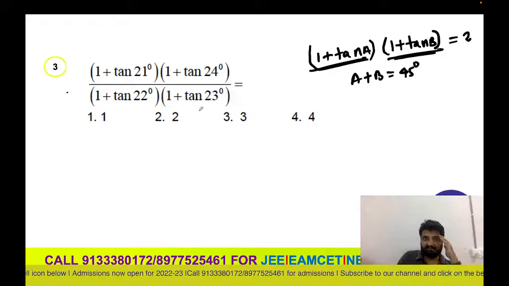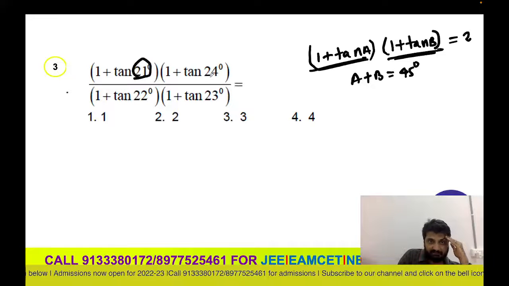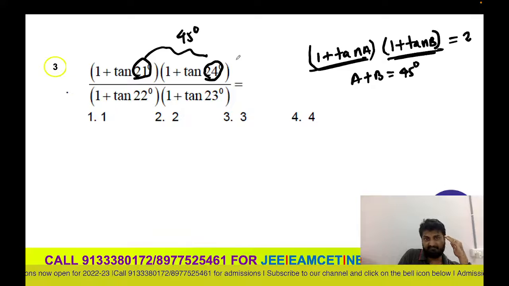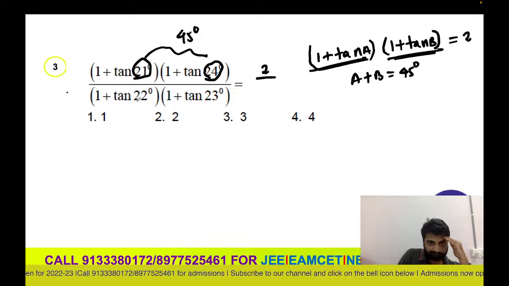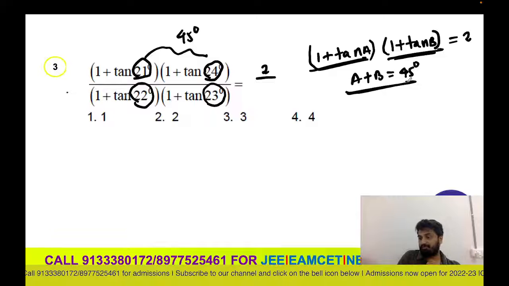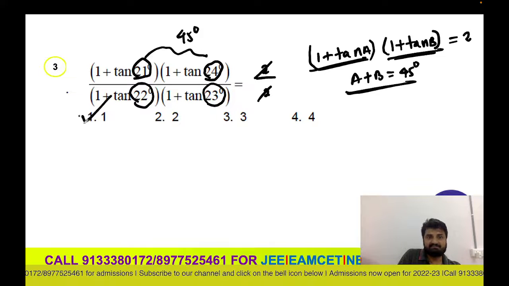So let's have a look at that. This is 21 plus 24, 45. So this sum is 45 degrees, 1 plus tan A, 1 plus tan B form. So numerator value is 2. Denominator also, if you add, 23 plus 22 is again 45 degrees. So A plus B 45, so (1 plus tan A)(1 plus tan B) is again 2, cancels, answer 1.